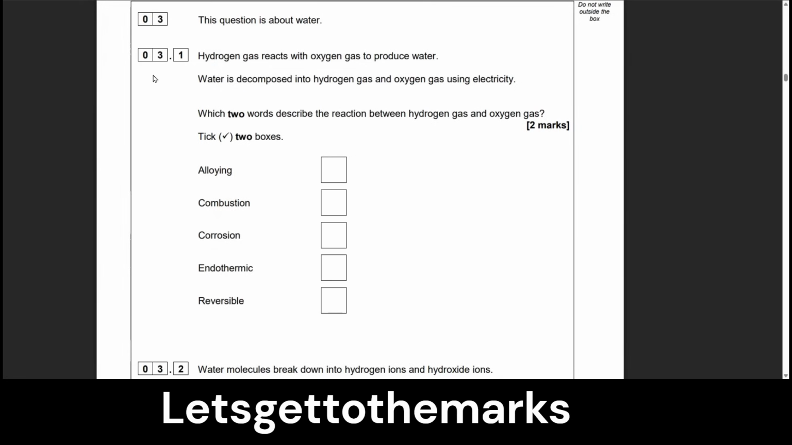Question 3. This question's about water. 3.1. Hydrogen gas reacts with oxygen gas to produce water. Water is decomposed into hydrogen gas and oxygen gas using electricity. Which two words describe the reaction between hydrogen gas and oxygen gas? So if you think we're going H2 plus O2, and that makes water, balance this up. So I'd need 2 there and a 2 there.